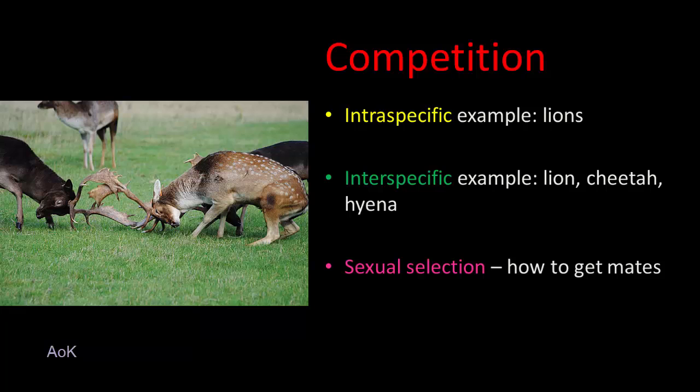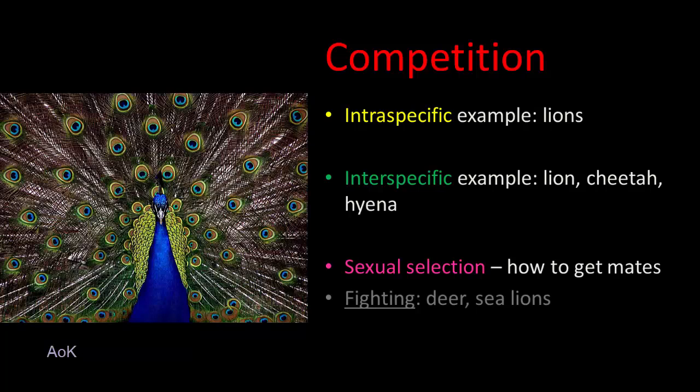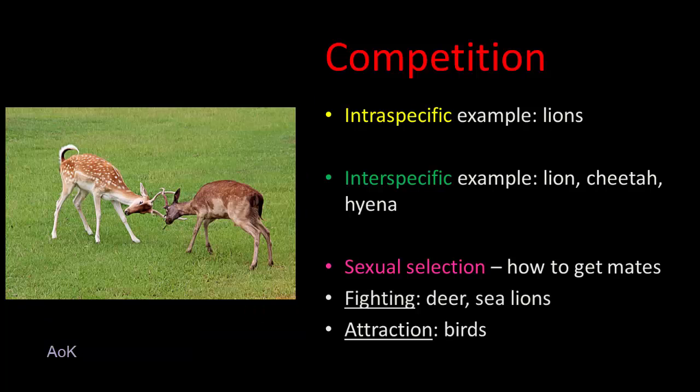It's sexual selection, which is how you get mates. There are two main strategies for getting mates. Either the males will fight other males to win the rights to the female, or the males will try to attract the female. Deer are an example that will fight each other to try to win the female. Sea lions also do this, but in most cases the deer and the sea lions will use more of the display that I mentioned before as opposed to fighting to the death.